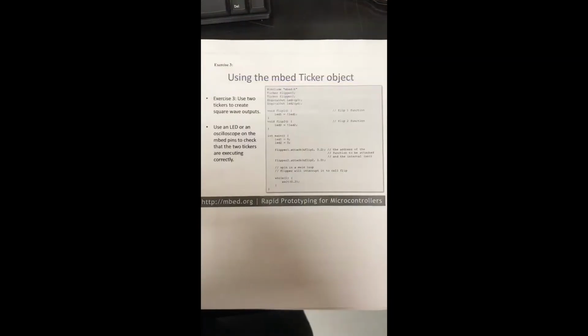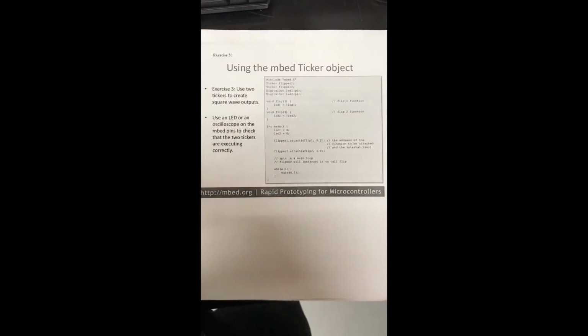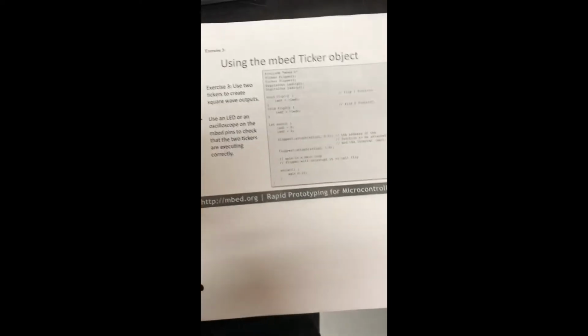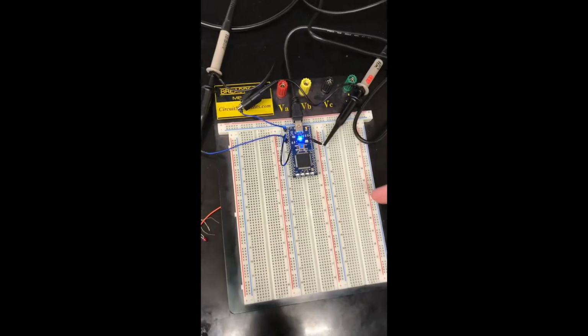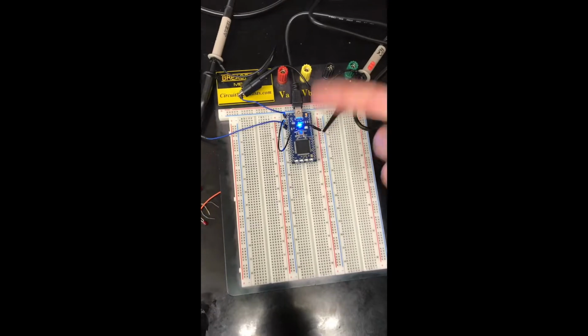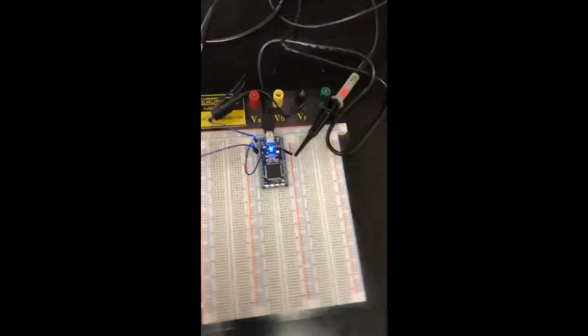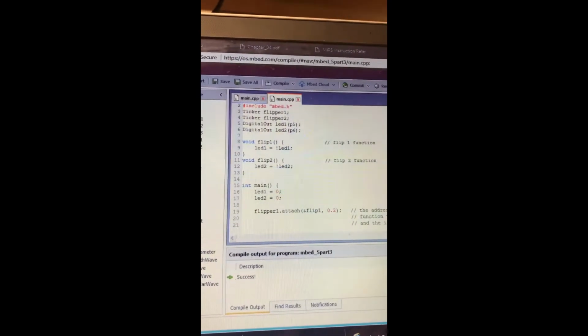Two tickers to control our waveform. This is lab 5, exercise number 3. Our hookup is still the same as the timers that we had before. We have just the same setup as exercise 2. This time we're using interrupts, and here's our code that we just got from the slide.